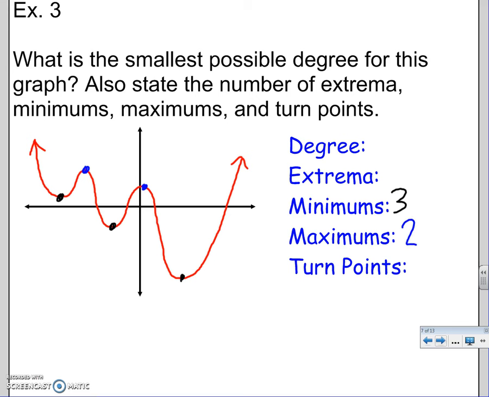So there's 3 minimums, 2 maximums, that means there's a total of 5 extrema. Well, there's 5 extrema, or 5 total maximum and minimums, that's also 5 turning points. And remember, the degree is 1 more than that. So if there's 5 extrema, the degree is 6. Or you can say there's 5 turning points, the degree is 6.